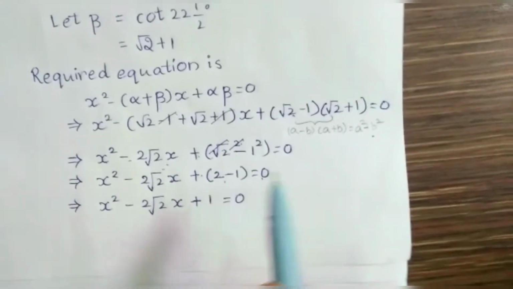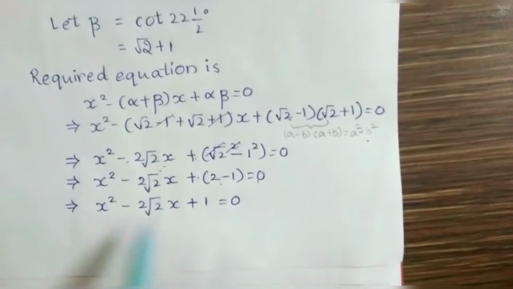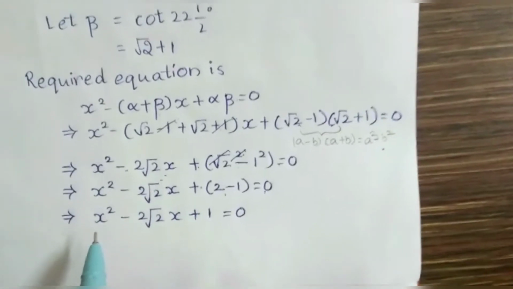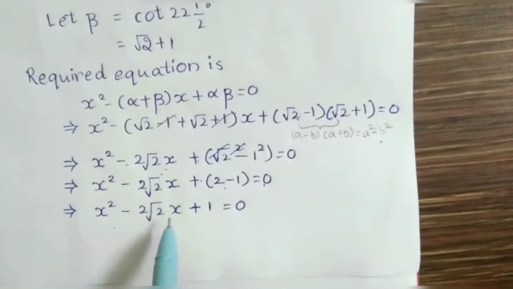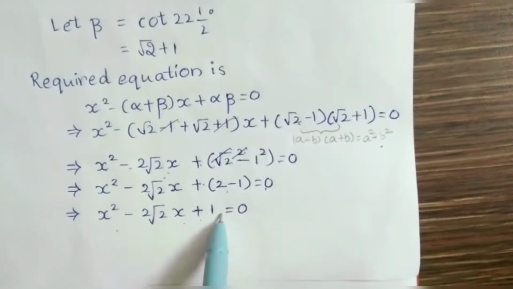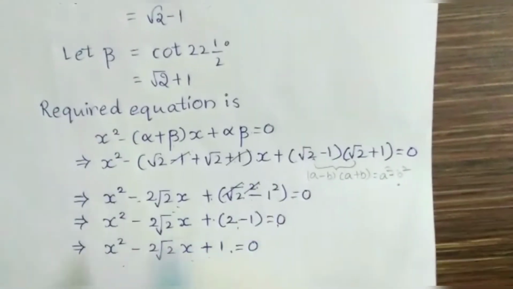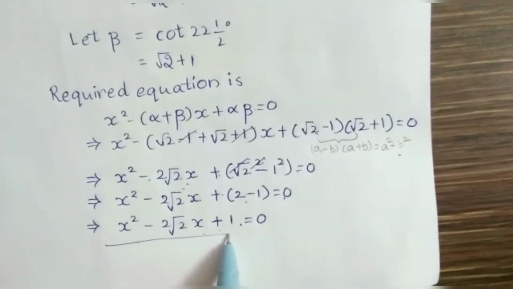We know that 2 minus 1 is 1. So finally the equation becomes x square minus 2 root 2 x plus 1 equals 0. So here is the quadratic equation.